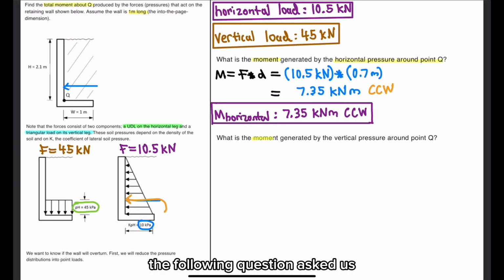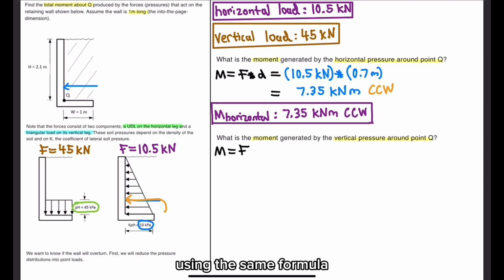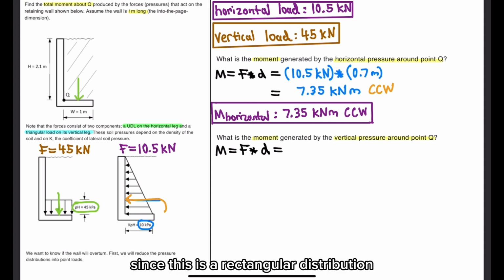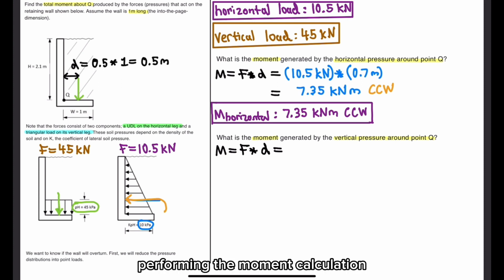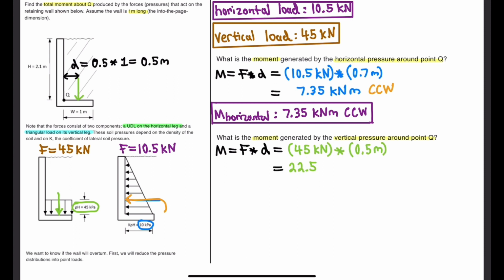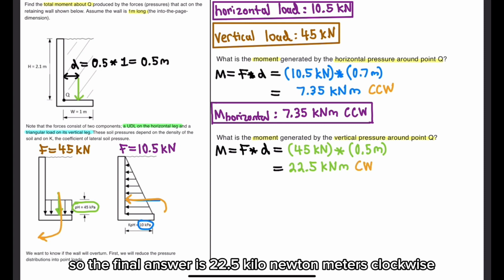The following question asks us, what is the moment generated by the vertical pressure around point Q? Using the same formula, we now have to consider the vertical load only, which was found here as 45 kilonewtons. Since this is a rectangular distribution, the centroid of this force acts at half the total distance from Q. The total distance is 1 meter, so d is equal to 0.5 meters. Performing the moment calculation, the final answer is 22.5 kilonewton meters. As shown here, it causes the wall to turn in a clockwise direction, so the final answer is 22.5 kilonewton meters clockwise.